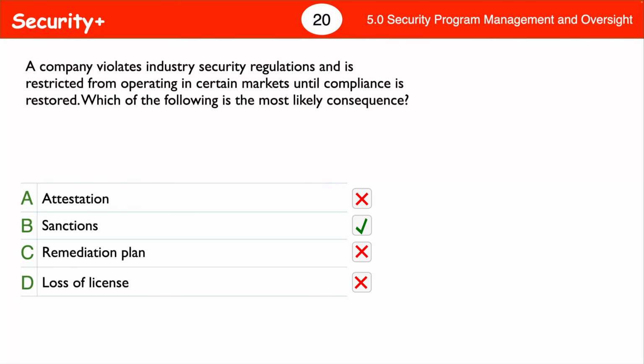Licensing is going to revoke permissions to operate. But sanctions typically impose temporary restrictions. So there's two totally different things. I put sanctions and loss of license in here because they can both be confusing, so I wanted them in here. But sanctions is more temporary. Loss of license isn't. It's more permanent.